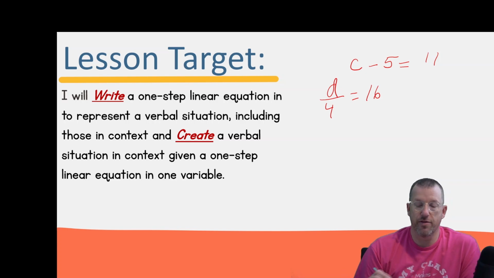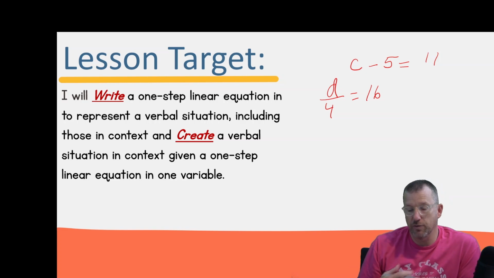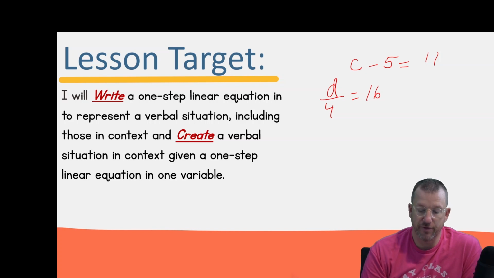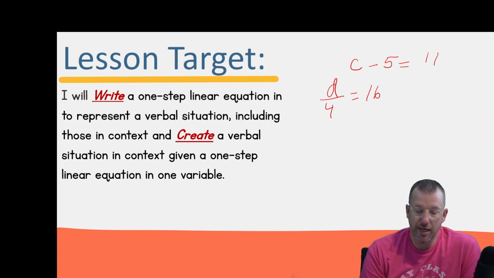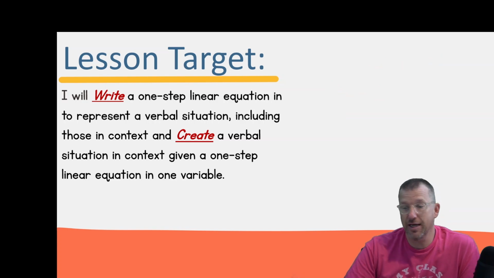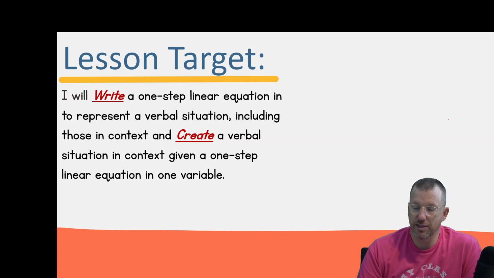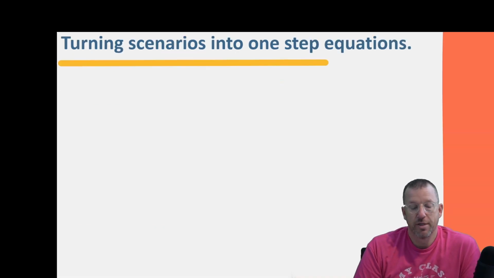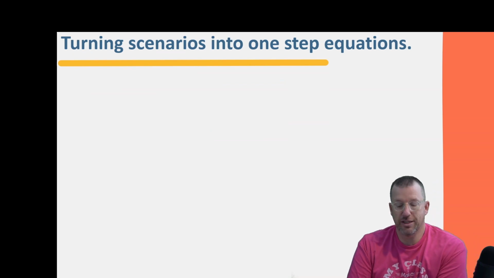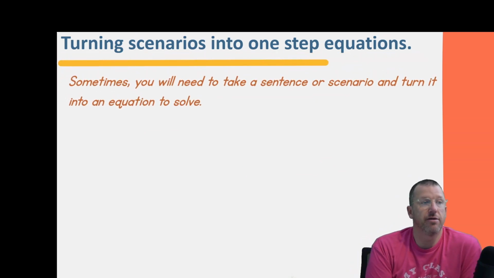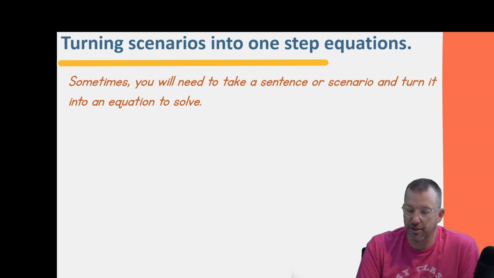We're going to be able to write one of those based on reading a verbal situation, which is just mathematical words written in an order so that you can try to decode them and write yourself a linear equation. Or we're going to be able to read a contextual situation, which is a fancy word for word problems. Can I take a word problem and put it into a one-step linear equation? So, turning scenarios into one-step linear equations. You're going to need to take a sentence or a scenario and turn it into an equation so that you can solve whatever is missing.